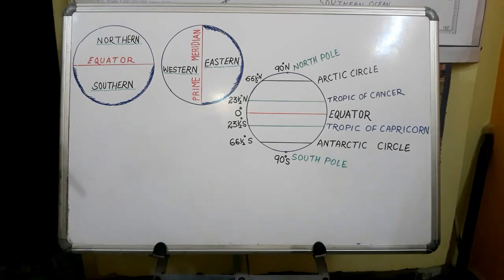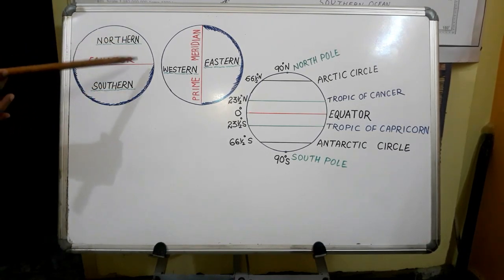So first of all, in map pointing, what is most important is first we need to know the basics. You can see here the globe. The globe is a model of the earth, whereas a map is the representation of the world on a flat surface. So let's begin with the basics.